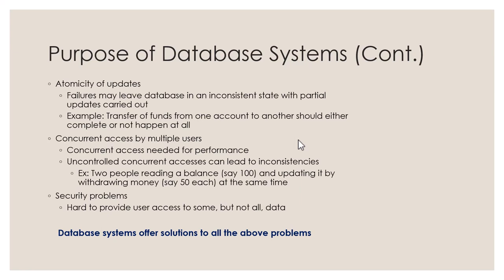Okay, so atomicity of updates. Failures may leave the database in an inconsistent state with partial updates carried out. So this could result in very bad situations. So a transfer of funds from one account to another should either be complete or not happen at all. It cannot partially happen. Okay. There are also security issues, where it's hard to provide users access to some but not all data. Okay, so a database system offers a solution to all of these issues that I just talked about.